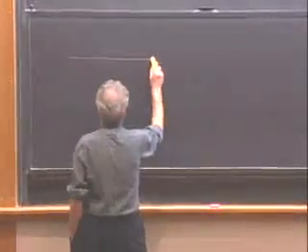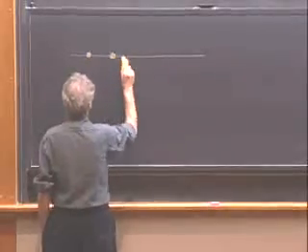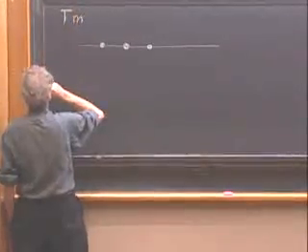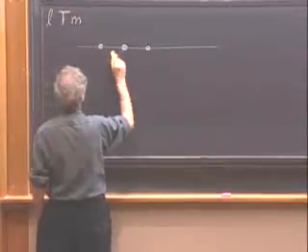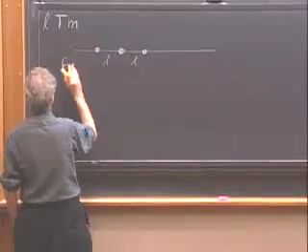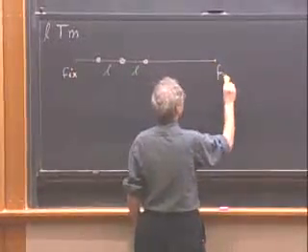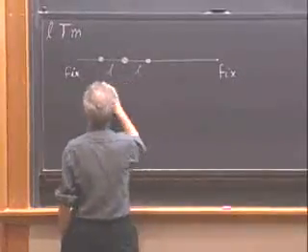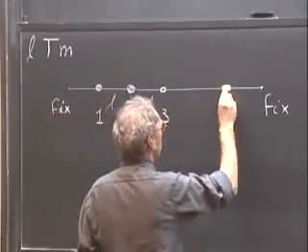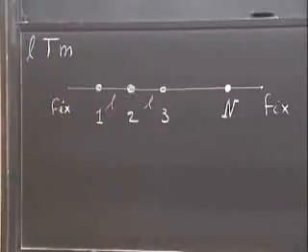Suppose I have a string, and I put on this string beads, masses. I have a tension T. Each mass is M, and the length between these is L. And this is a fixed end, and this end is also fixed, cannot move. And so this is number 1, this is number 2, this is number 3, and then here is the last one, which is number N. I'm going to have N of these beads on the string.